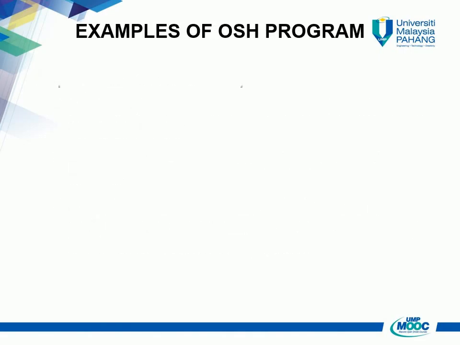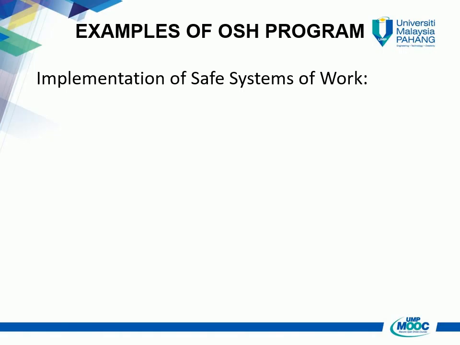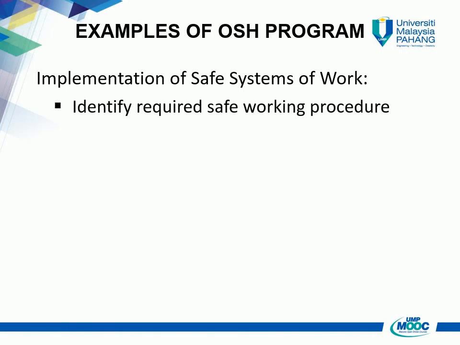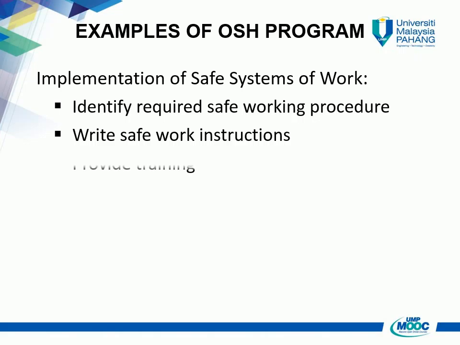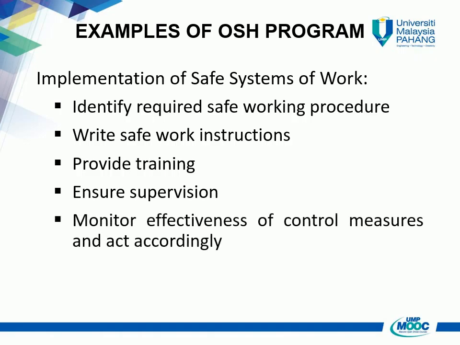The steps required in implementation of safe system of work are: identify required safe working procedure, write safe work instructions, provide training, ensure supervision, and monitor effectiveness of control measures and act accordingly.